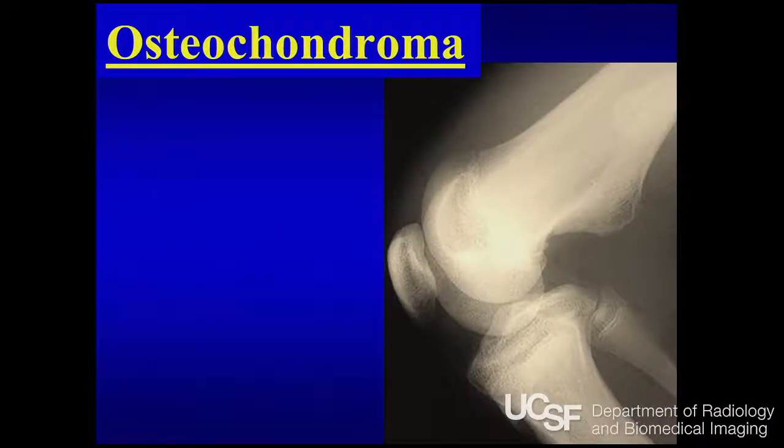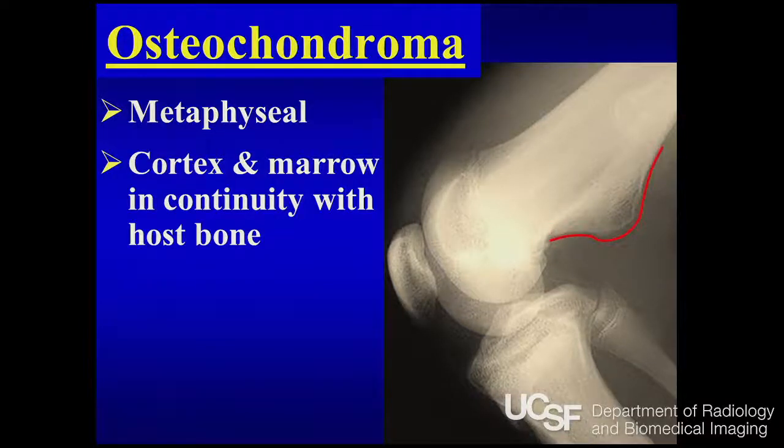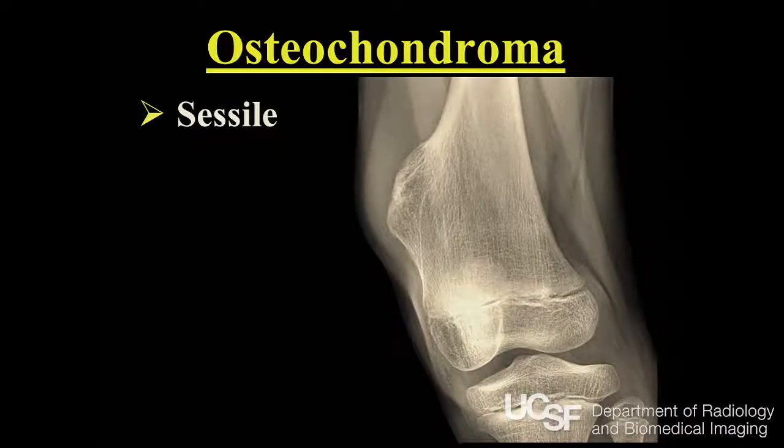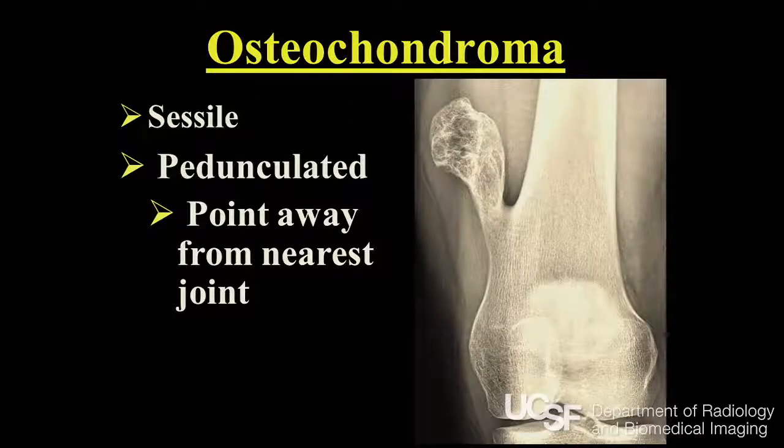Moving on to osteochondroma. Typically, these are metaphyseal or metadiaphyseal lesions in which the cortex and marrow are in continuity with the underlying host bone. The cartilage cap should be less than 2 centimeters in thickness in an adult. Morphologically, they may be described as having a broad base, looking sessile like this, or pedunculated, in which case the osseous excrescence points away from the nearest joint.